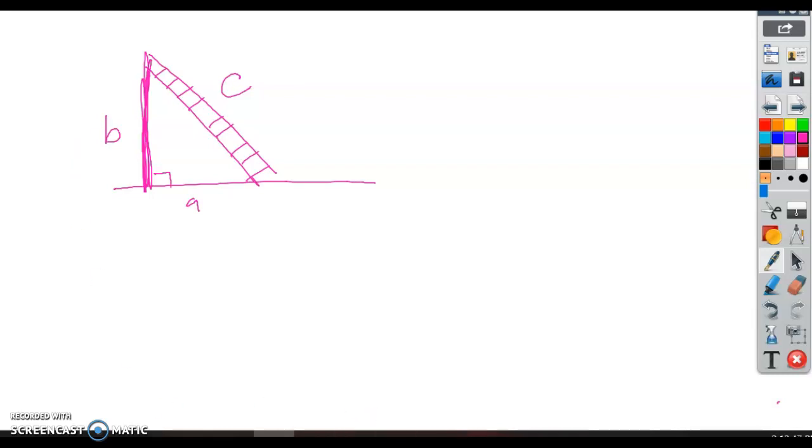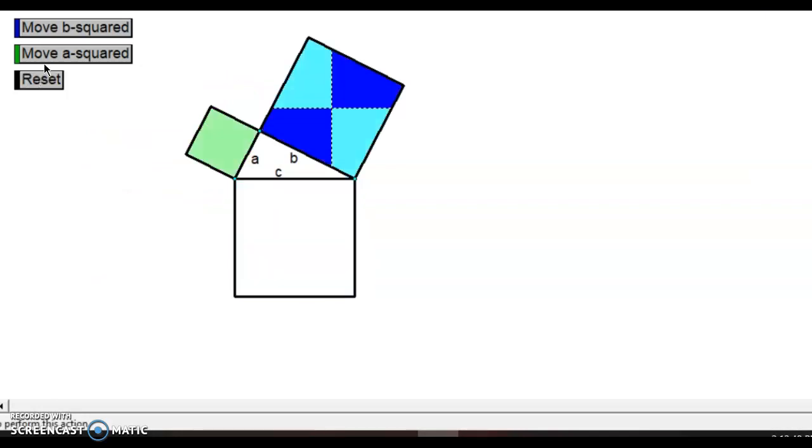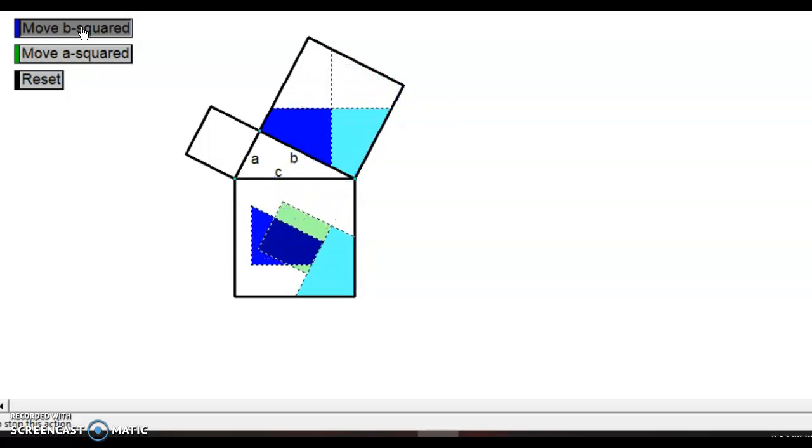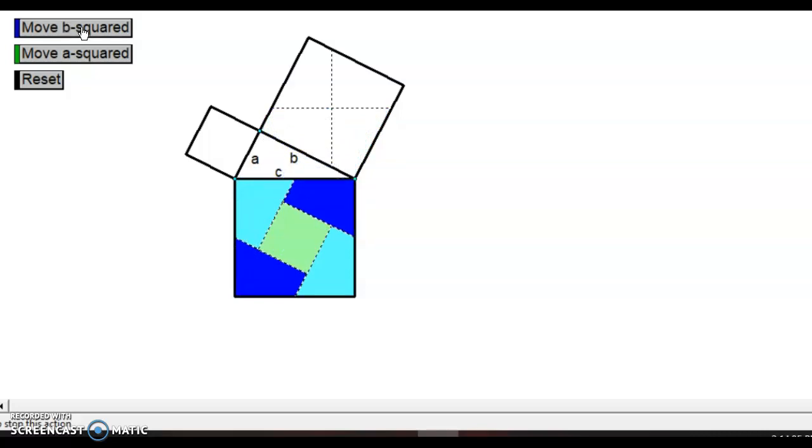I'm going to show you one more time. I'm going to reset this. I'm going to show you A squared plus B squared. When you add those two areas together, that gives you the area of C squared, and you can use this to find any length of a missing triangle. You can use it to find A, B, or C.